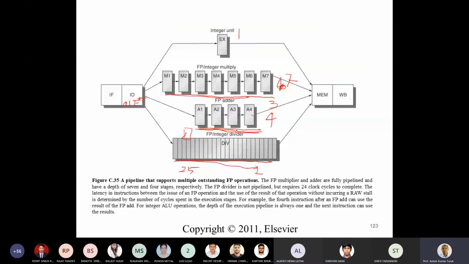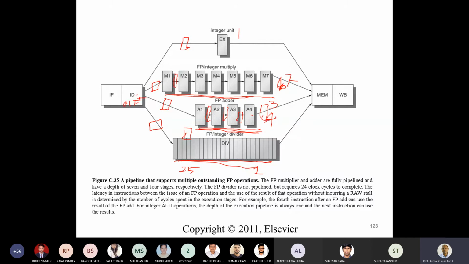So let me explain this one. Let's take an add instruction. There has to be one pipeline register between this add and M1. Between ID and A1, there is a pipeline register. Between ID and the divide unit, there is another pipeline register. So there are different pipeline registers between these stages. I'll take only the add instruction. So there is a pipeline register here, here, and here.